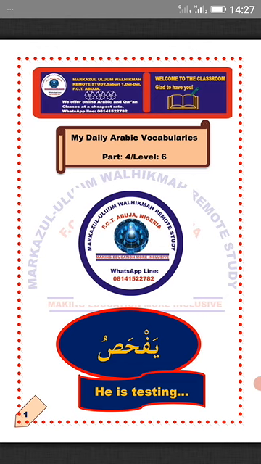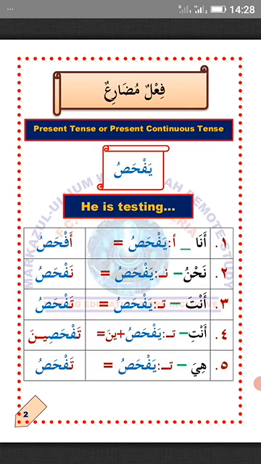Happy listening. We are going to learn from this lesson how to change the Arabic verb yafhasu to suit some certain pronouns in Arabic. Fi'ilun mudari, present tense. Fi'ilun mudari, present continuous tense.